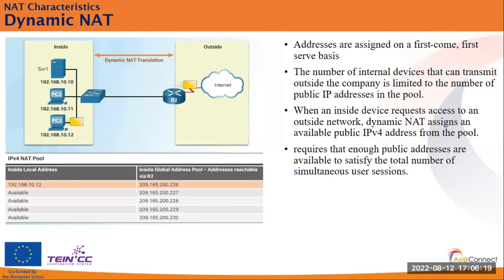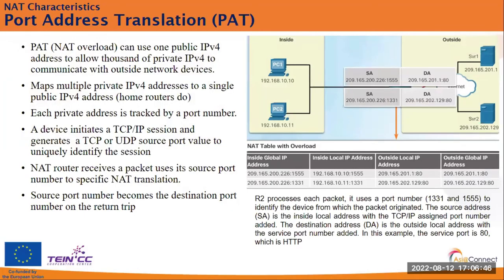But there is a problem too. See, you have 10 or 20 public addresses, but you have 100 or 1000 private addresses. So at a time, only 10 or 20 IP addresses can work. Otherwise, the remaining IP addresses can't work through it. Hope you can understand. For this solution, we use port address translation, also called NAT overload, or overloading.